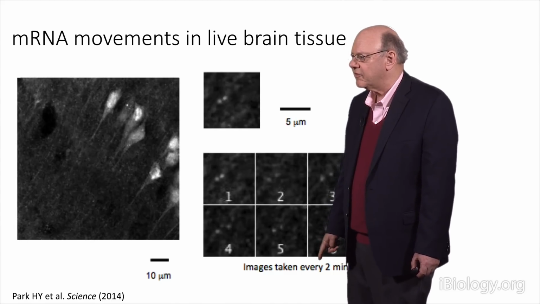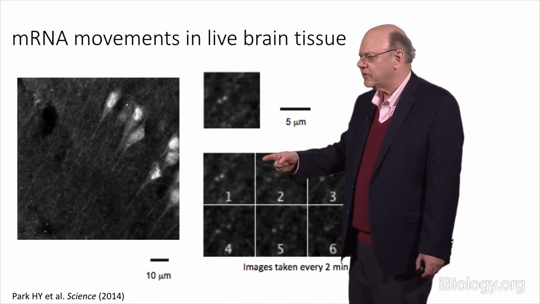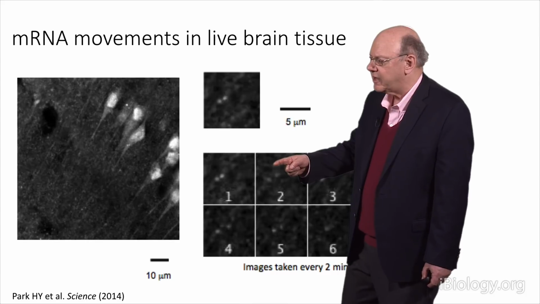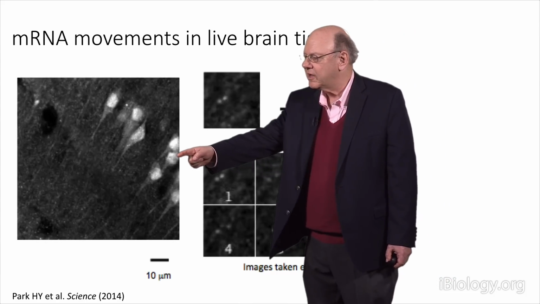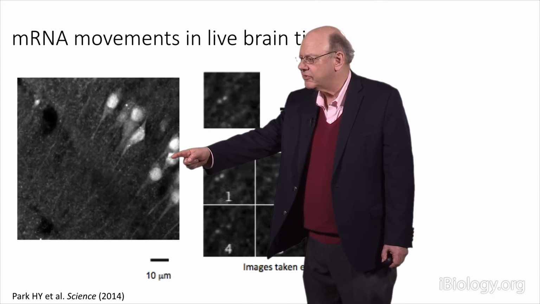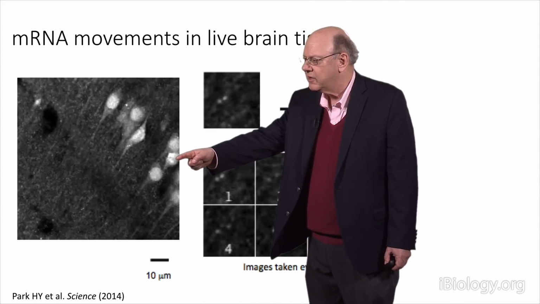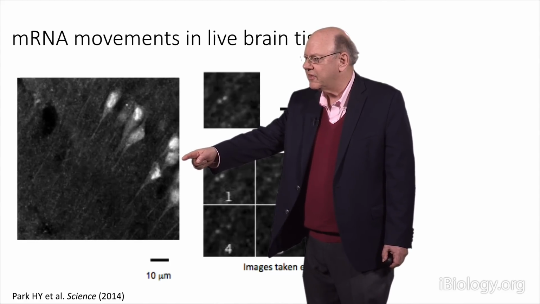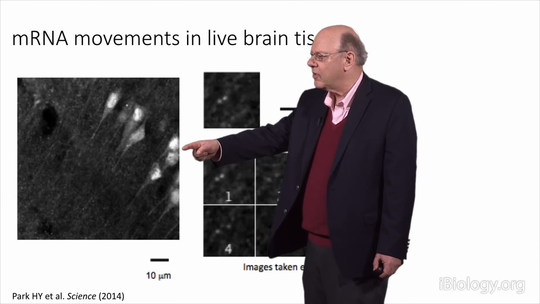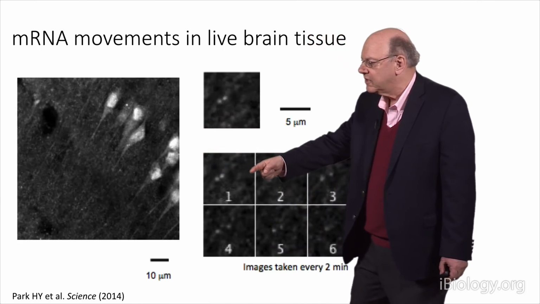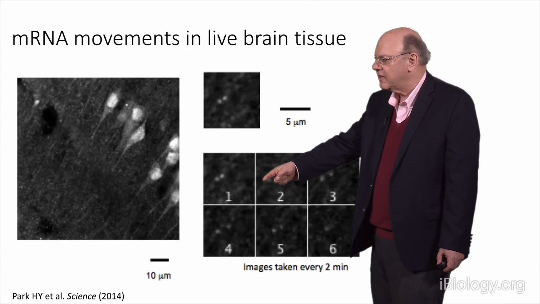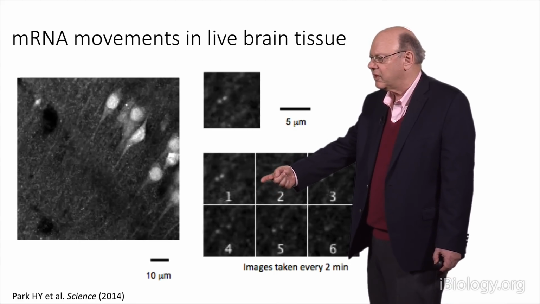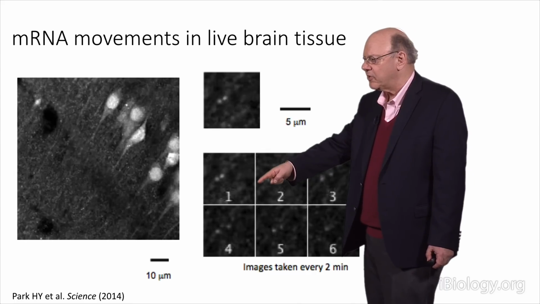So that's kind of future work, but here is some of the initial data where we're actually looking at hippocampal neurons in a tissue slice, and we can see the actual RNA in the neurons, and we can follow RNA as it moves along in the dendrites of the living animal in the part of the brain where memories are formed.